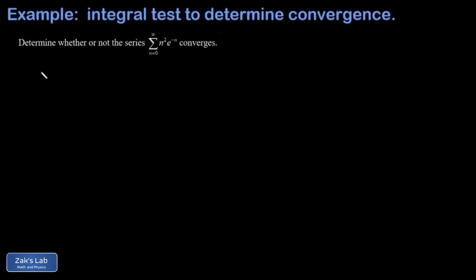So to perform the integral test, we look at the integral of the related function x squared e to the negative x on the interval 1 to infinity. And if this integral converges, then we're guaranteed that the entire infinite series converges. In other words, it's got to add up to something finite.